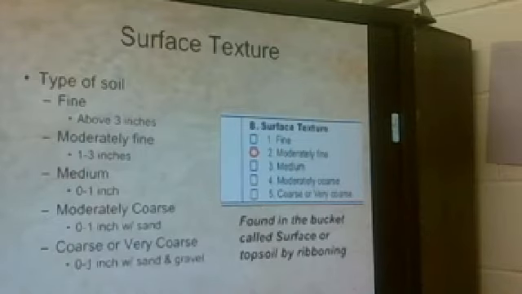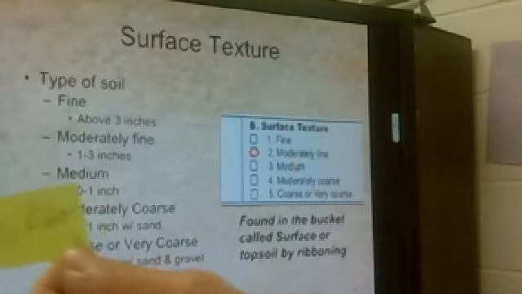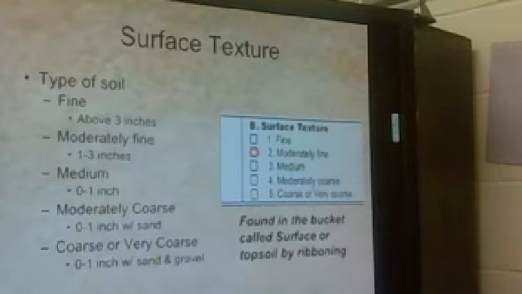And to get coarse, my PowerPoint's wrong there. That should be 0, no ribbon. My bad. So that right there should say no ribbon. Coarse, very coarse would be no ribbon, and if you have gravel, it's definitely going to be in there. But these are your categories for soil, fine soil.